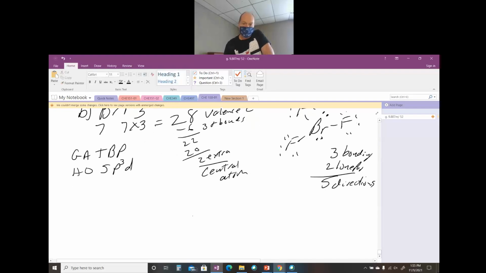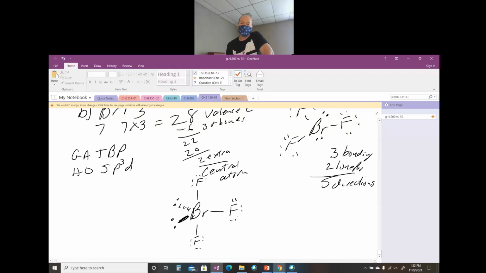So when we draw this one in 3 dimensions, you have your 2 axial positions and you have your 3 equatorial positions. But you have to know that the lone pairs of electrons must go in the equatorial positions. All right, and then the 3 fluorines, first 2 are going to go into the axial position, and then the third one will go into an equatorial position.